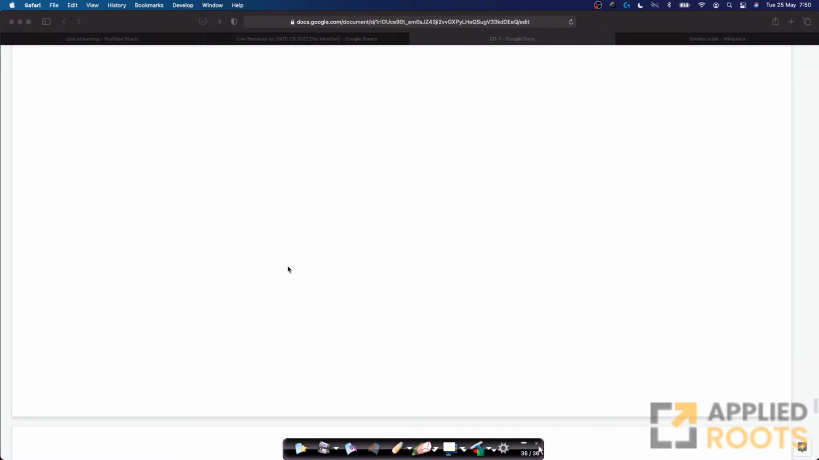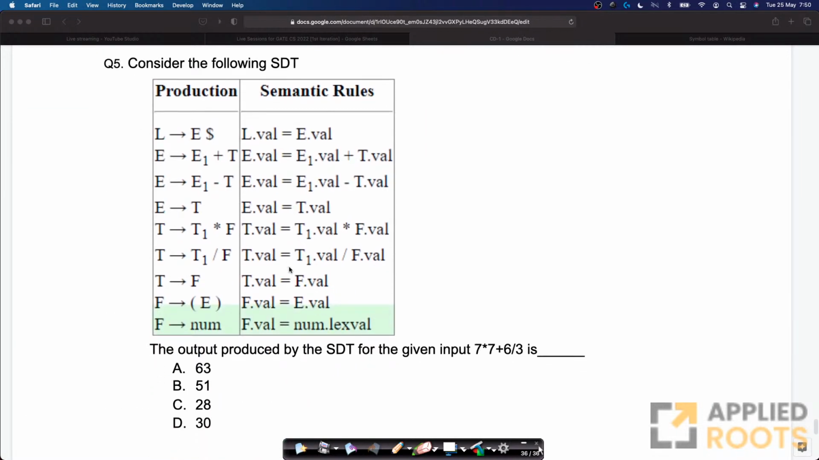Cool. Let's do one interesting problem on syntax directed translation. This is also an easy problem, but this can be made tricky very easily. Again, most of compiler design is easy, folks.